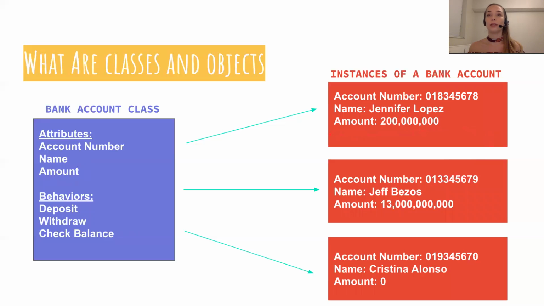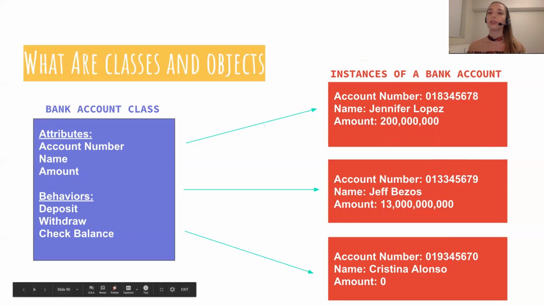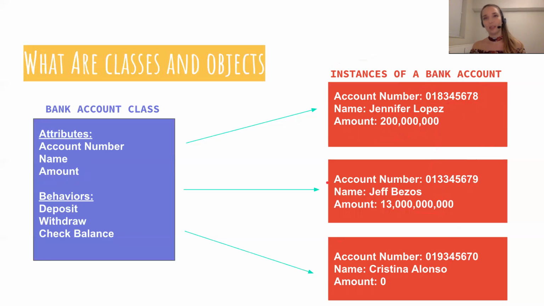So here I have some examples of instances of a bank account. We have Jennifer Lopez. She has a lot of money in her bank account, and her account number is this. So you can try to grab her money because this is her real account number. Then we have Jeff Bezos. Of course, I have his account number as well, and he's got a whole bunch of money. And then somehow, unfortunately, I only have $0. Maybe I just made a new bank account, and here it is. So these are just instances of the class bank account.